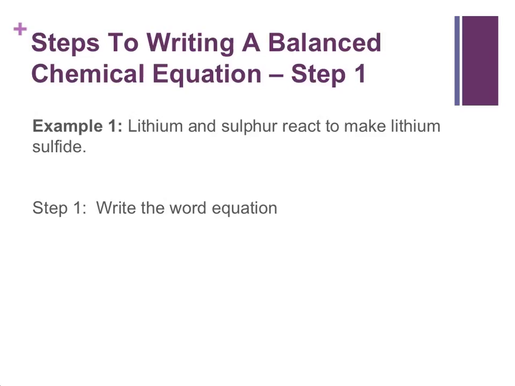The first step is we want to write the word equation. So what this is, it's going to list the reactants and the products. We're going to separate them with an arrow. So in our example, lithium and sulfur react to make lithium sulfide.